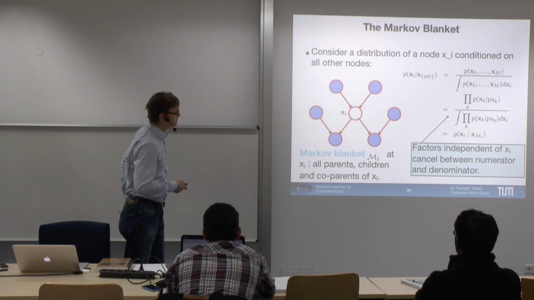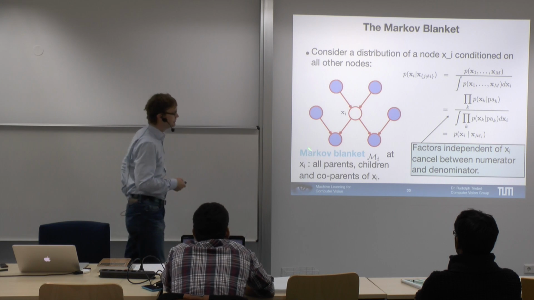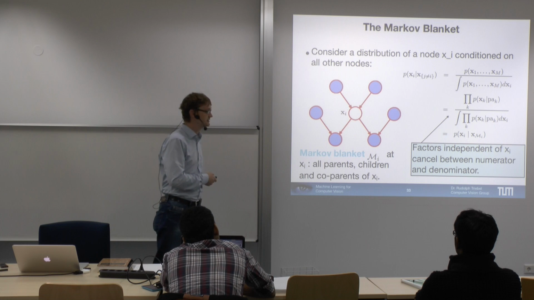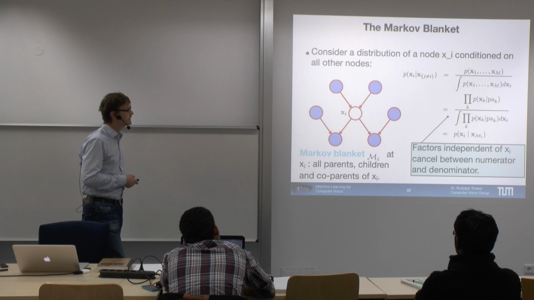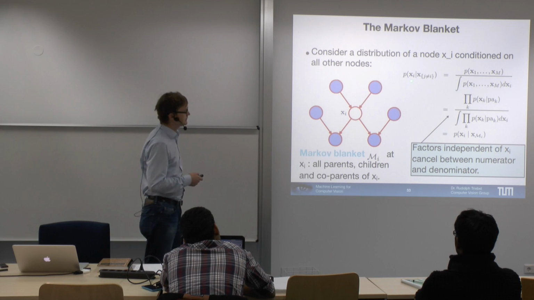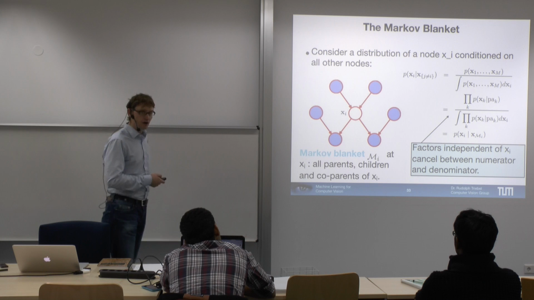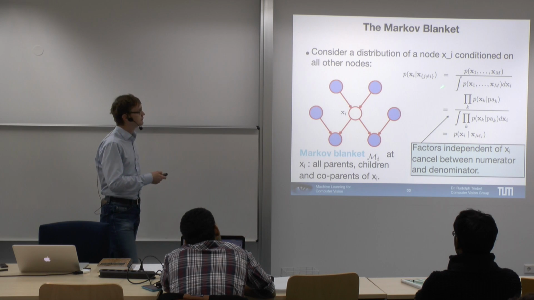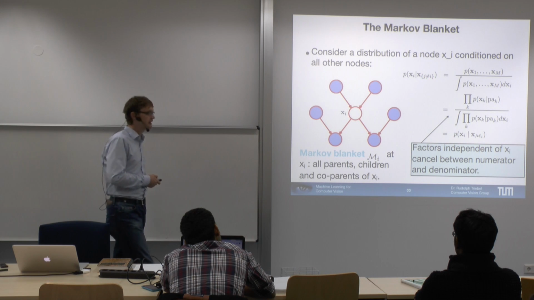The Markov blanket arises in the following case. Assume that we have a very big Bayesian network with many, many nodes, more nodes than these here. What we'd like to know now is the distribution of a given variable xi, conditioned on all the others. So now we have, let's say, hundreds of nodes, and we condition on all the nodes but xi.